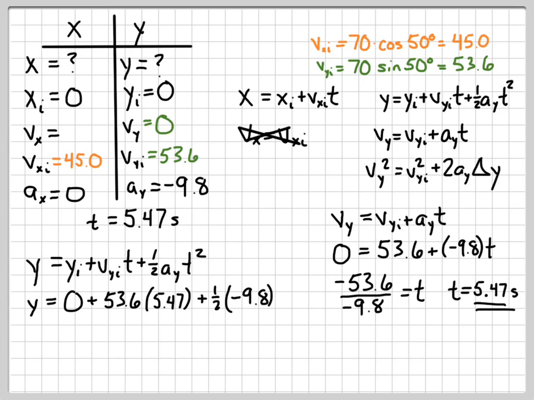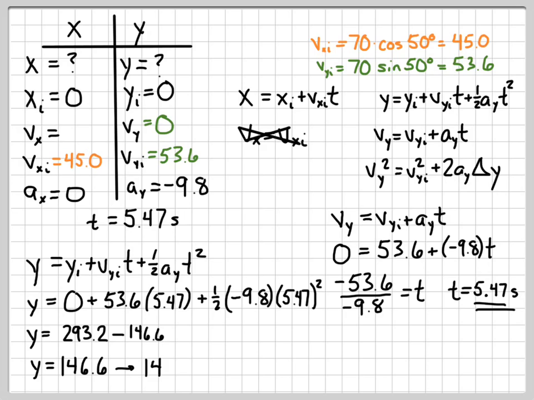These are the things that were given to me or that we just figured out. If I evaluate this thing right here, I'm going to get some number that's close to 293. And then if I evaluate this thing, it turns out it's going to be negative 146.6. So if I take the difference between those two, it turns out that y equals 146.6, or I'm going to round it up to 147 meters. So this is telling me that the ball, when it's at its maximum height, is at a height of 147 meters above ground. So that answers part B.